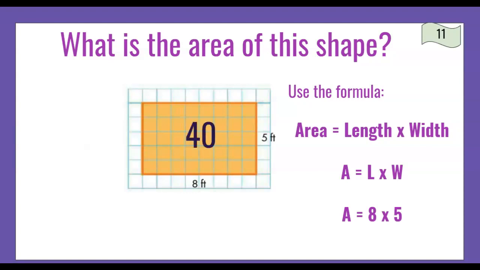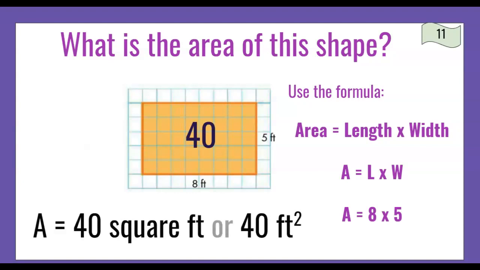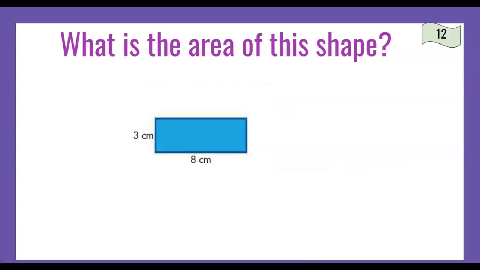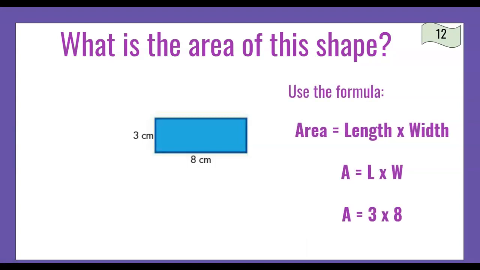If you said the answer was 40, you're almost there. It should be 40 square feet. Again, 2 ways to write that one. Here's another one for you to practice. One side is 3 centimeters, the other side is 8 centimeters. Use the formula area equals length times width, and go ahead and record your answer.